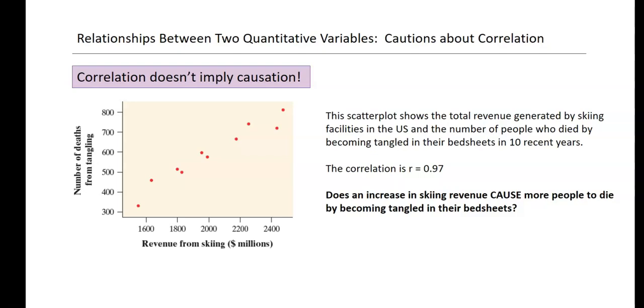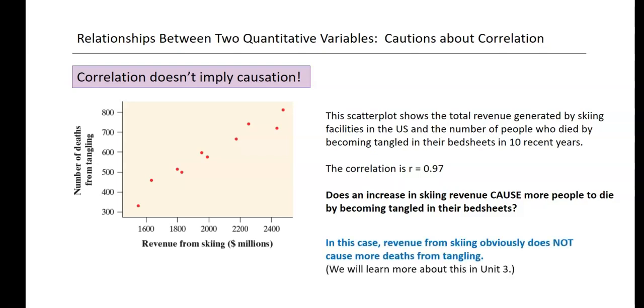Okay, that's strange. So should we not ski anymore? Should we just close down all the ski resorts? Because evidently there's a strong correlation. Maybe that's causing people to get tangled in the bed sheets. That doesn't make sense, right? So even though it's a strong positive correlation, 0.97, maybe there's some other reason that's causing it. I don't know what the reason is, but there might be some other lurking reason there.